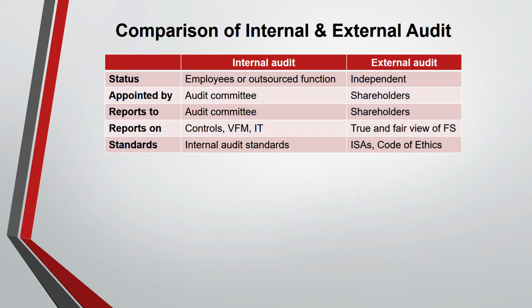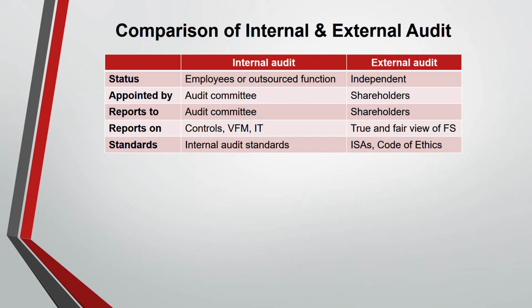Internal auditors, they report on what? Control, value for money and IT. But the external auditor gives a true and fair view of the financial statements. Remember, the internal auditor cannot give a true and fair view of the financial statements. They cannot sign the auditor's report giving their opinion, modified or unmodified opinion. It is the job of the external auditor only. The internal auditor, what will he do? He will do the other things. He will check the controls, he will do value for money, he will check the IT and the internal control.